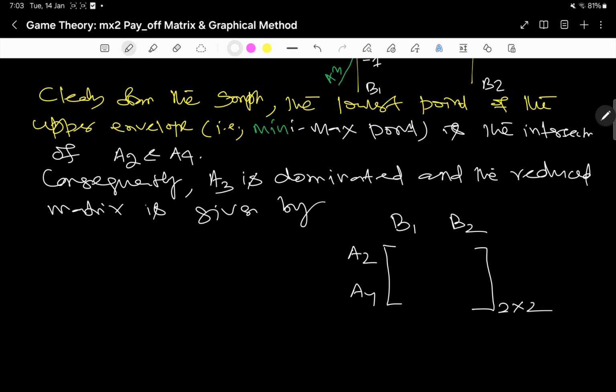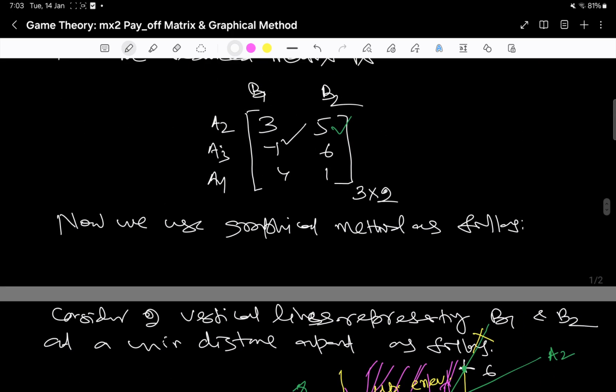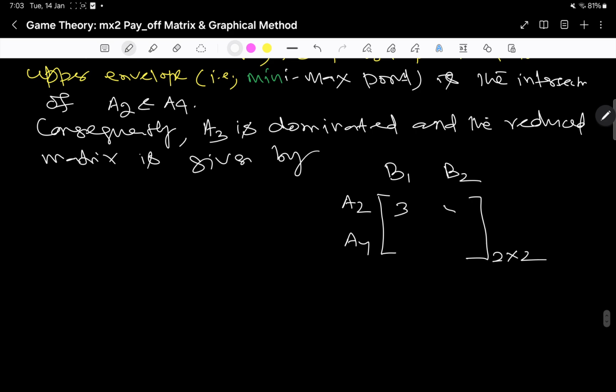Now, A3 is dominated, right? A3 is dominated. The reduced matrix is 3, 5, 4, 1. Let it be of the form A11, A12, A21, A22. Now we apply the mixed strategy case as usual.